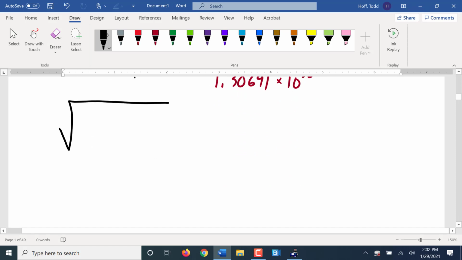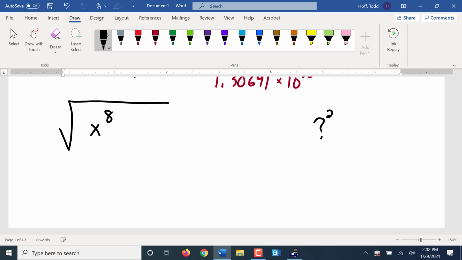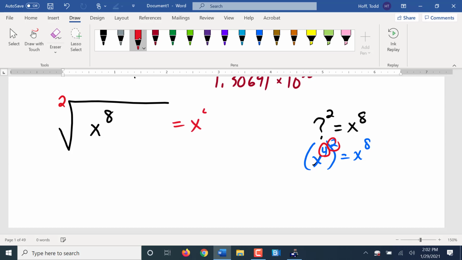A root. The square root of x to the 8th. Remember, that's asking us what number squared equals x to the 8th. Well, x to the 4th squared equals x to the 8th because we simply multiply the powers. 4 times 2 makes 8. So when we do a root, we're going in the opposite direction. We're dividing the powers. It's not written here, but that's a square root. It's implied that that's a 2. That would be 8 divided by 2, so x to the 4th.